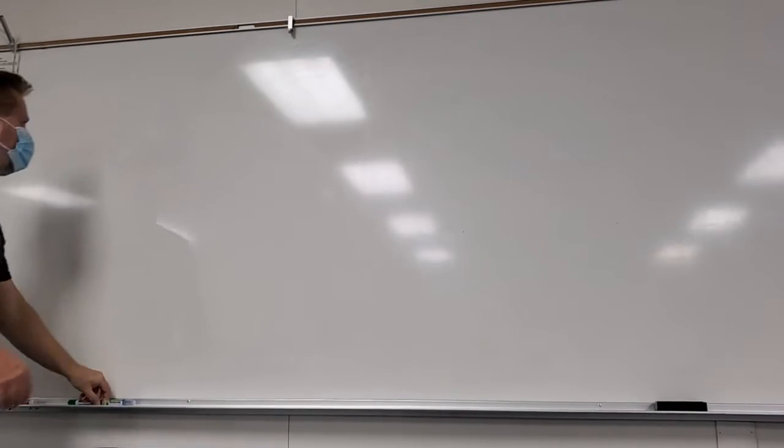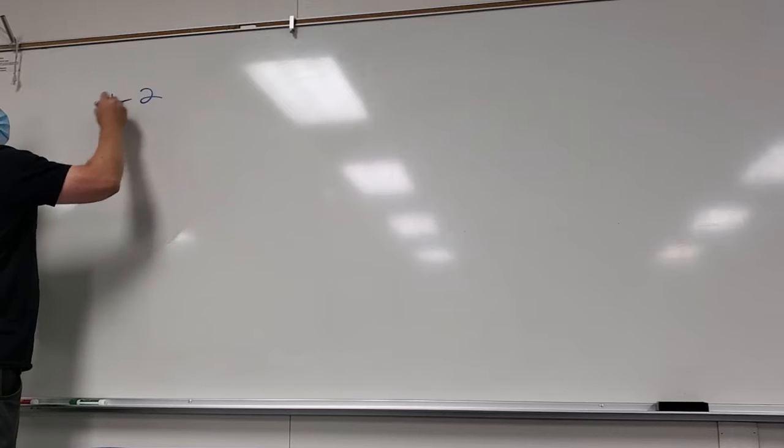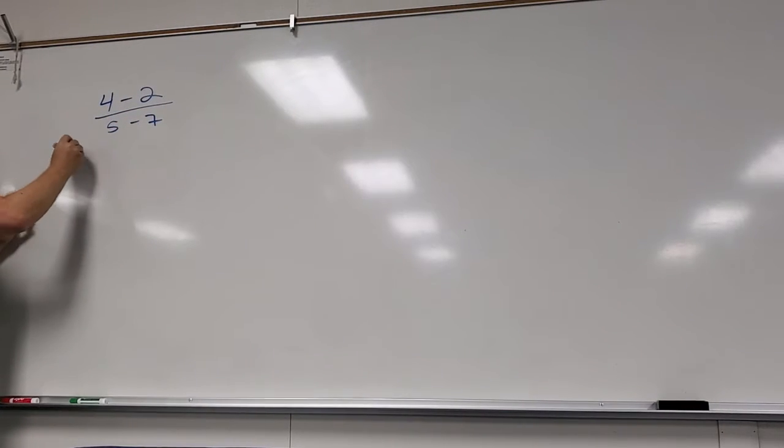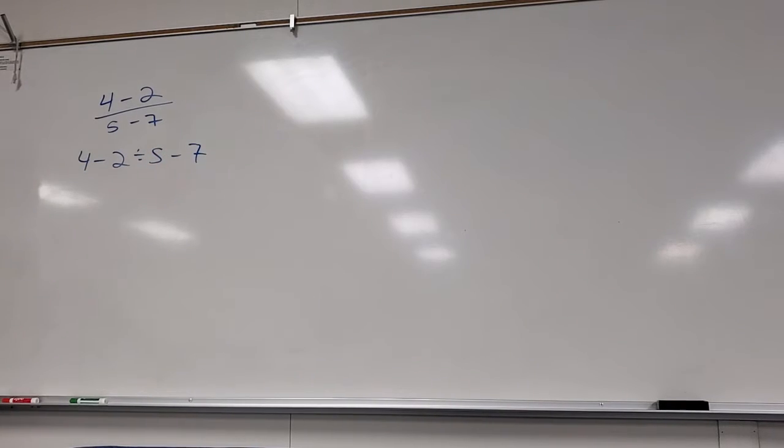So, the biggest mistake I always see is if I have to do this, right? Somebody puts in the calculator 4 minus 2 divided by 5 minus 7. What's the big problem there? It's doing 4 minus 2 divided by 5 minus 7. Divide first. Yeah, it's going to divide what? It's going to do this first because it's going to follow order of operations, right?